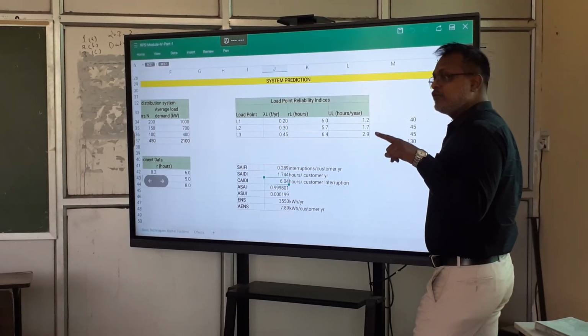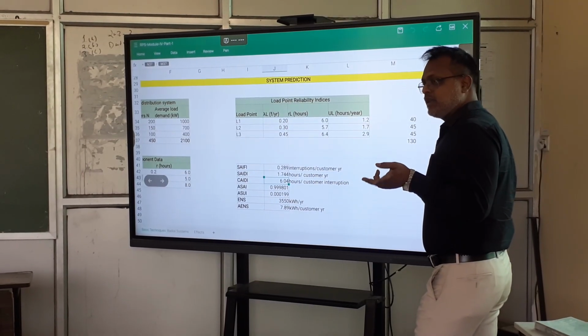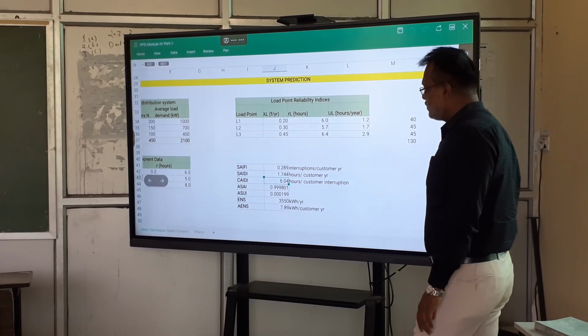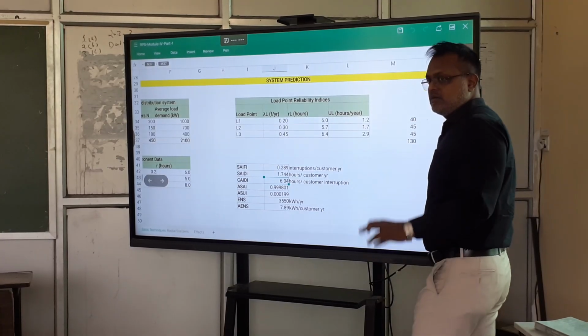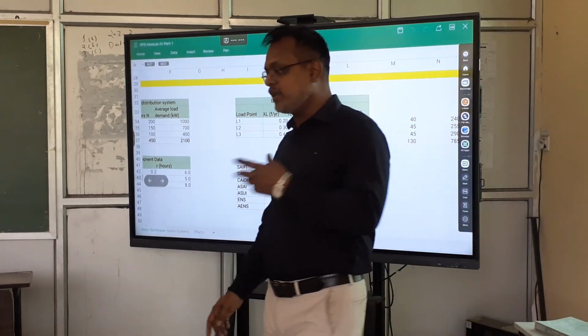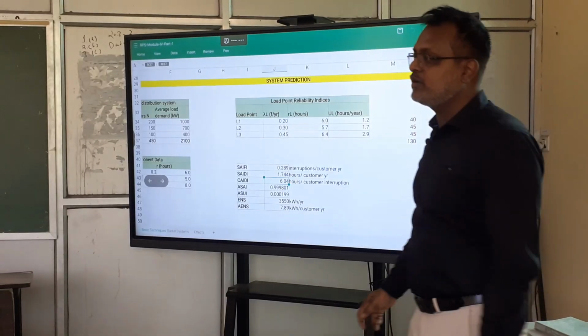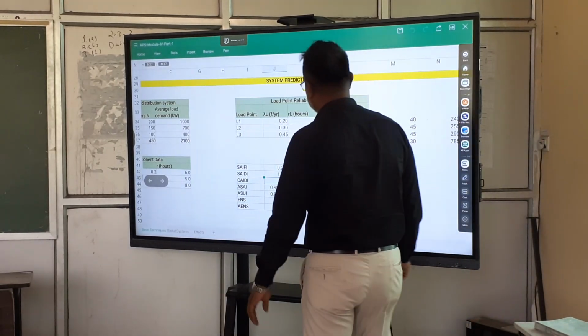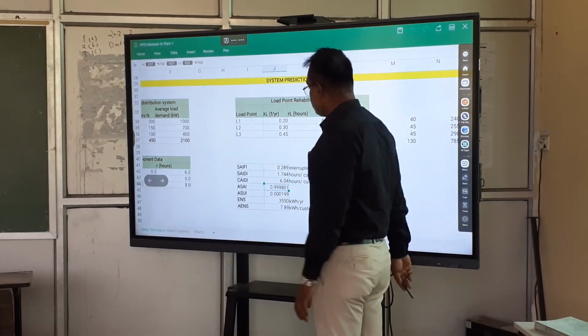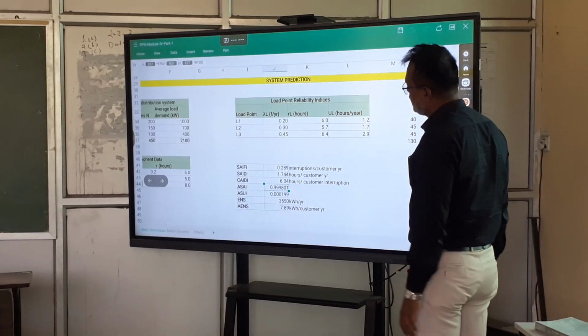Note that if you don't write the unit, if there is a unit, then half mark will be deducted. Okay. So always check the units. Many students are computing correctly, but they forget to write the units. So marks will be deducted. So write units. Now what is ASAI?